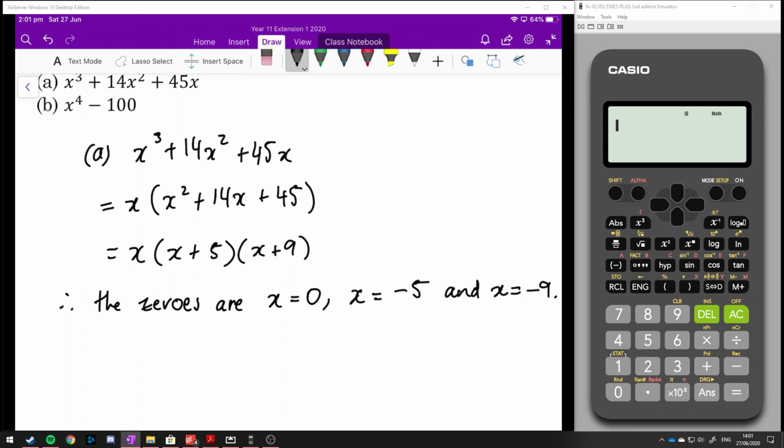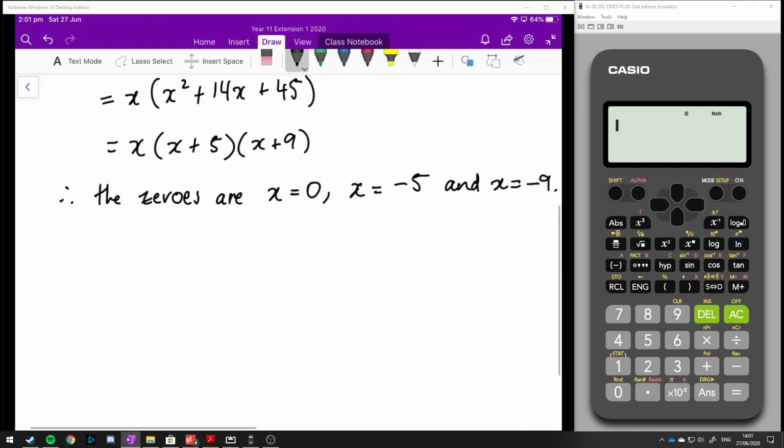This concept shouldn't be too foreign to you, because we have done stuff like this before when we're trying to find the roots of a quadratic. The difference is that instead of finding 2, we're finding 3 of these roots. By taking that factor of x out, it leaves us with a quadratic trinomial, which we know how to factorize, and we just factorize it that way.